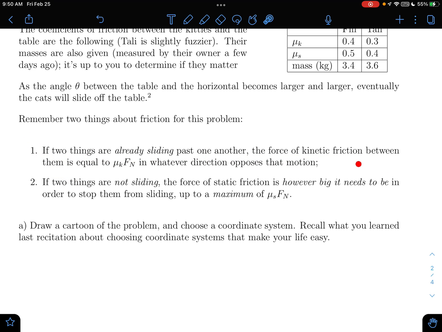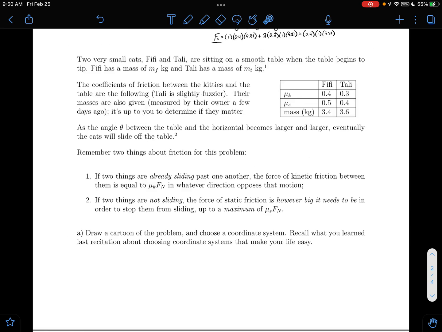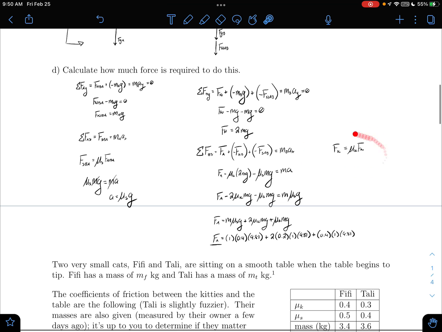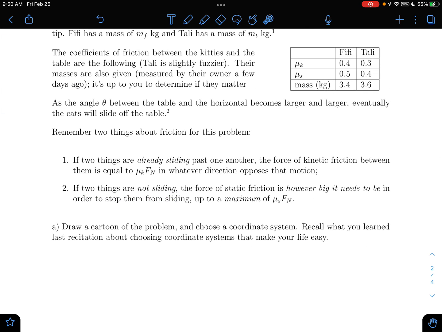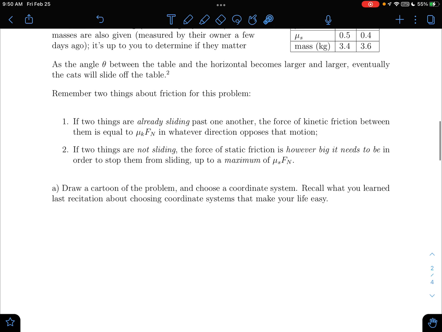The force of kinetic friction is equal to mu k Fn, and its direction opposes the motion. That's the thing we were talking about before. We can just say our Fk is uk Fn. But if it's not sliding, the force of static friction is however big it needs to be to stop them from sliding, and the maximum is with our coefficient of static friction.